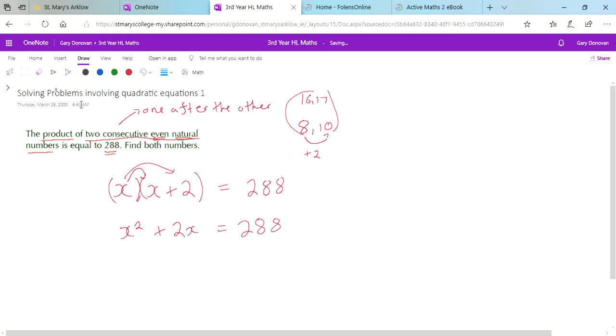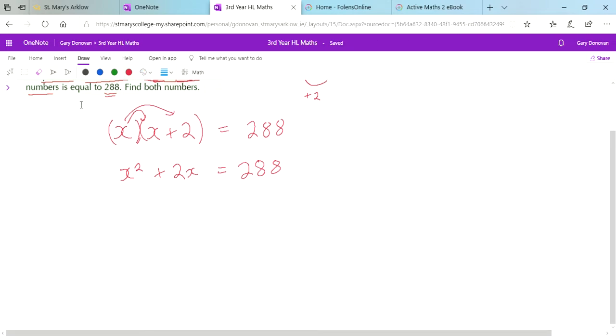Once you get to this stage, you should say, well, this looks like a quadratic equation. How do I solve quadratic equations? We bring the 288 over to the other side, and I shouldn't be saying the word bring it over, we take 288 from both sides. This cancels, and we have x squared plus 2x minus 288 equals 0.